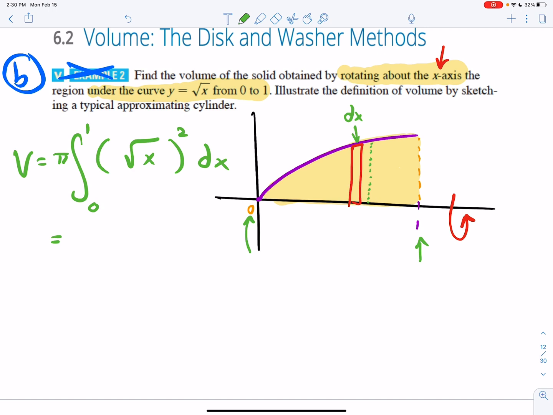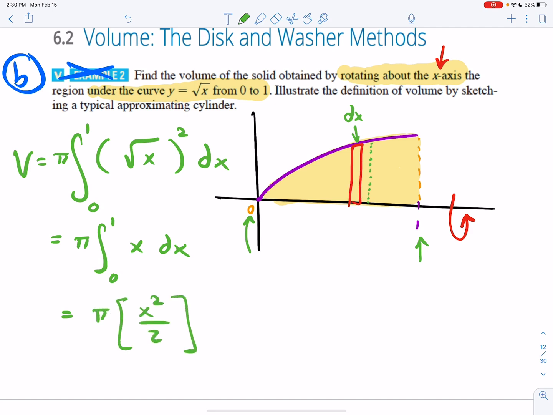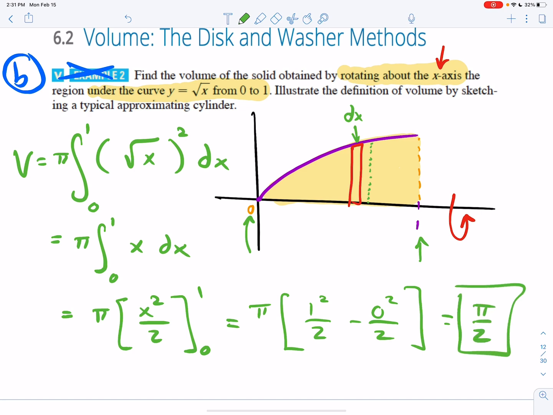And then you just chug, either through a calculator or by hand. This one's easy enough to do by hand. This is just pi integral from 0 to 1 of x dx, because the square and the square root cancel out. And then we're left with pi x squared over 2 from 0 to 1. That's equal to pi times 1 squared over 2 minus 0 squared over 2. And if you plug and chug enough, that'll come out to pi over 2, which is the volume.